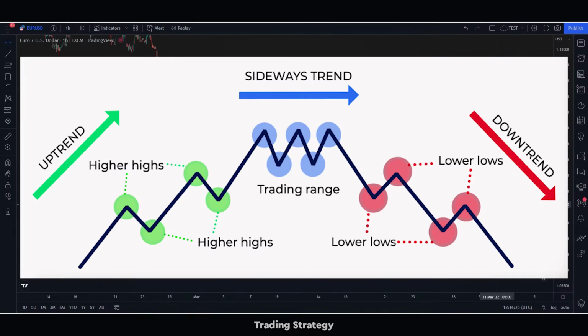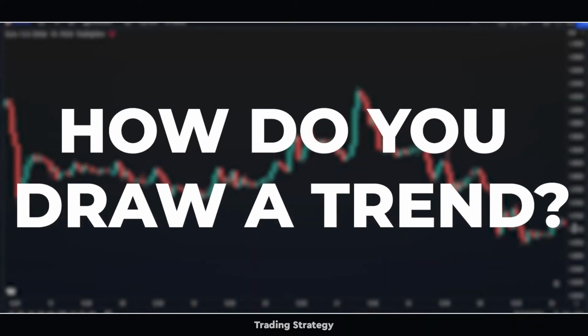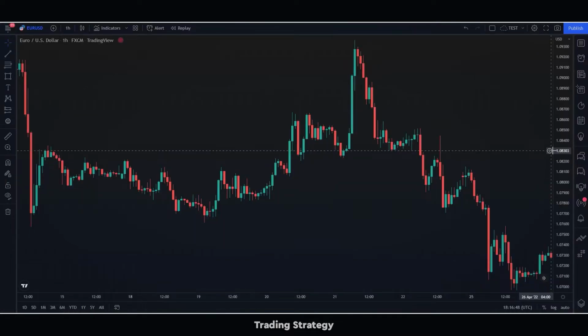The trend is simply the direction in which the price is moving. This trend can be downtrend, uptrend, neutral, or side trend. In trading, we can profit from any of these trends. But how do you draw a trend line? A trend line is drawn by joining two or more points on the chart.